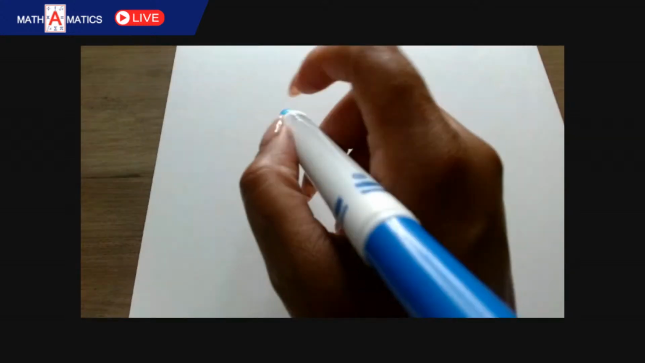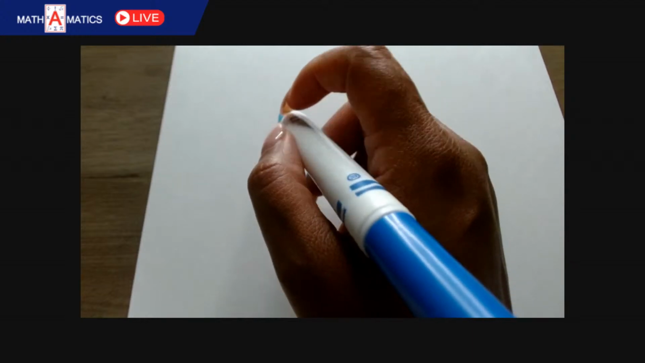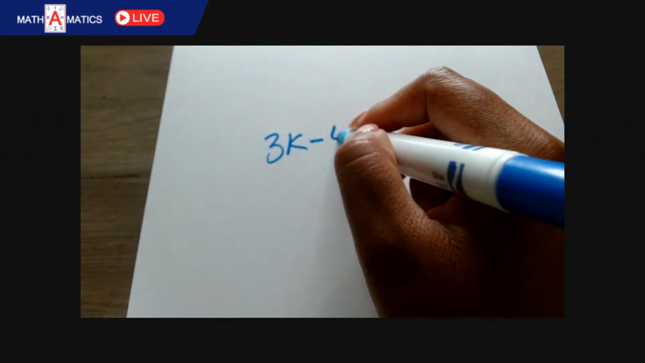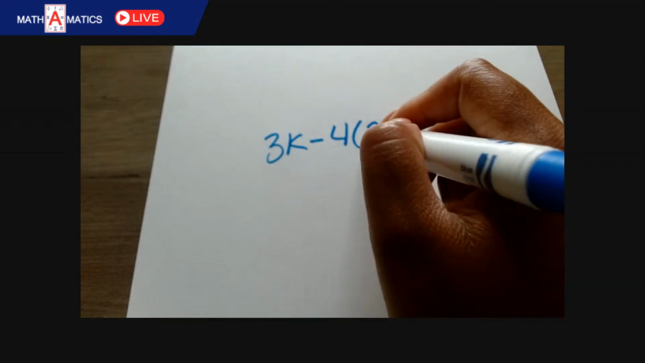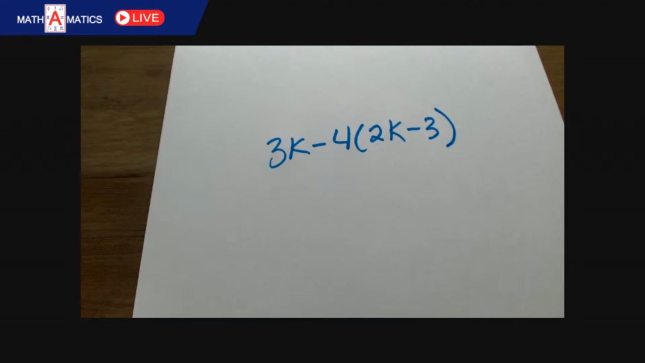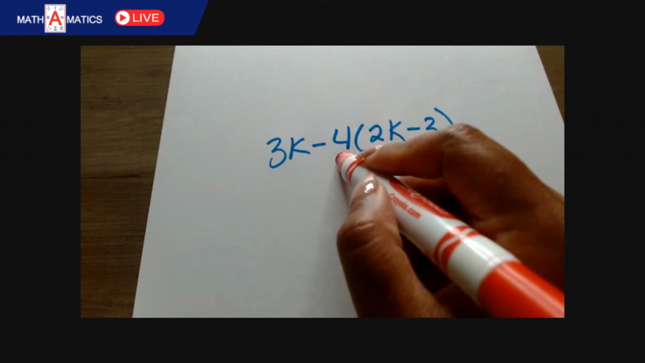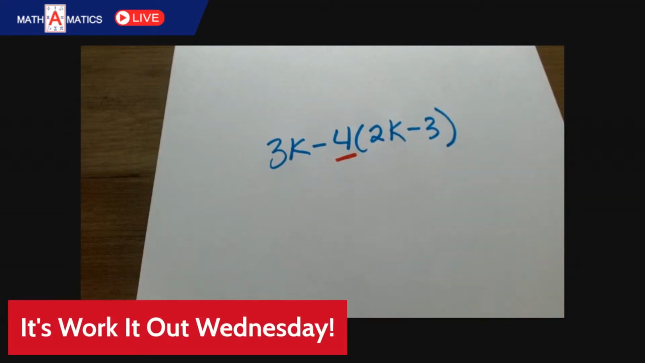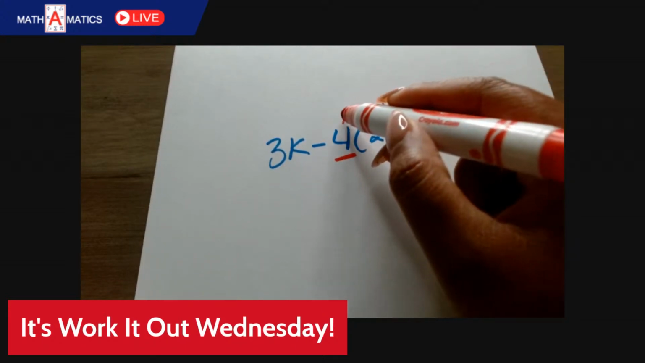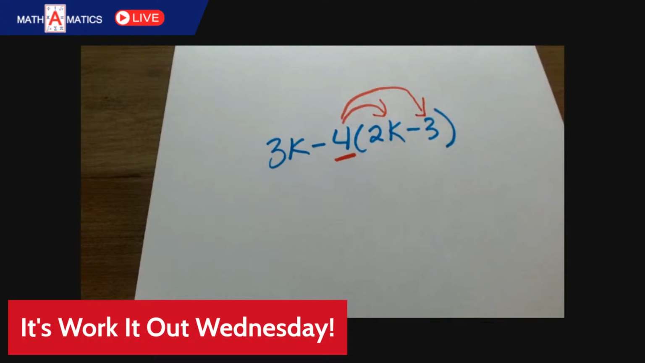So now what happens when we add a little more to it and also add some non-variable numbers as well? So here we have 3k minus 4 times 2k minus 3. Well, we know because we have a 4 on the outside and we're thinking about order of operations, we want to distribute that 4 first. So we are going to distribute.